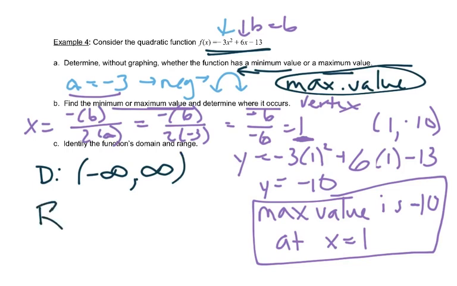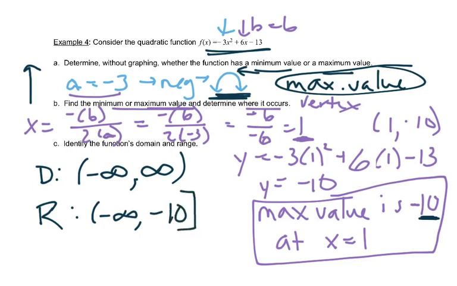And the range, remember we said this graph opened down. We said that right here. So if it opens down and we read from down to the top for the range, it keeps going down forever. So we'd have -infinity. And then the top is this maximum value that we found here. That's a y value. That fits with our range. So the top value would be -10.